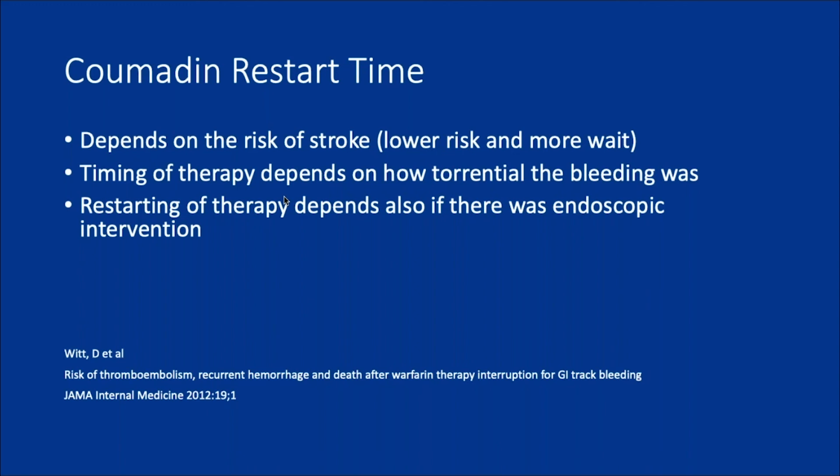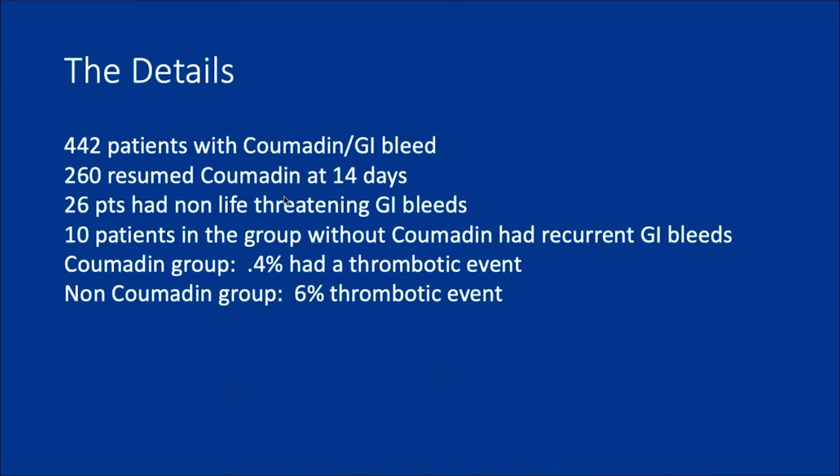And look at the next part of all of this from Witt's study. Here are the details in this particular study. 442 patients with Coumadin and GI bleeding. 260 resumed Coumadin at 14 days. 26 patients had non-life-threatening GI bleeds. 10 patients in the group without Coumadin had recurrent GI bleeds. And in the Coumadin group, 0.4% had a thrombotic event. In the non-Coumadin group, 6% had a thrombotic event. The take-home message here from this particular study is be aggressive with restarting the Coumadin.